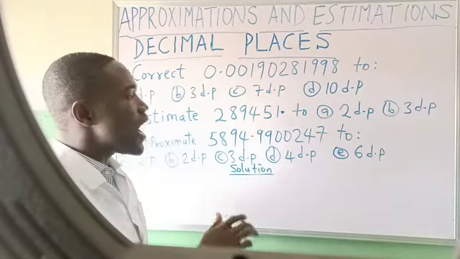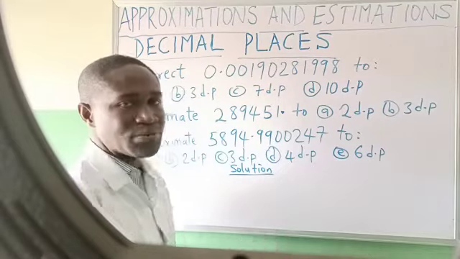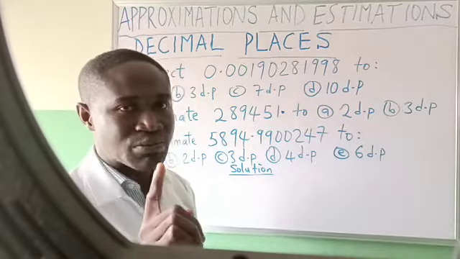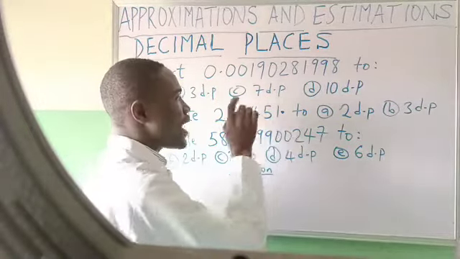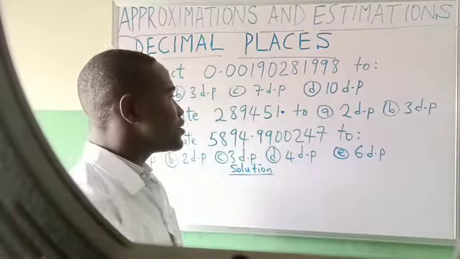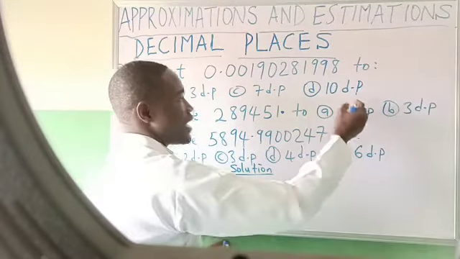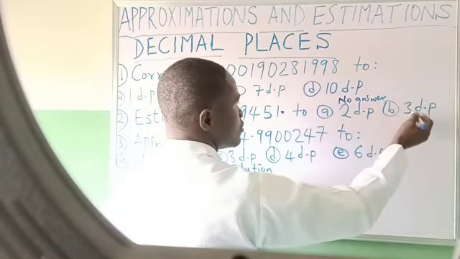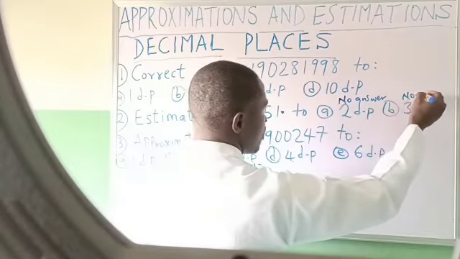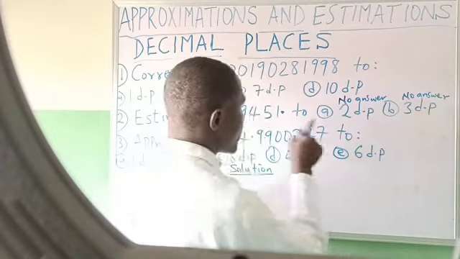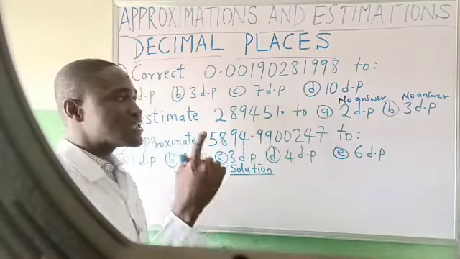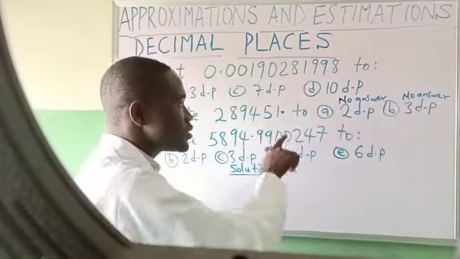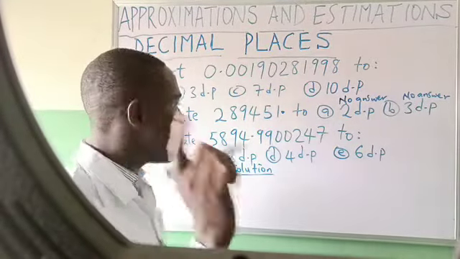Now we have located the decimal point. The question now is, do we have numbers after the decimal point? Because in decimal place we start our counting from numbers after the decimal point. Do we have any number after the decimal point? No. That means there will be no answer here. To 2 decimal place, no answer. To 3 decimal place, no answer. We cannot express it to 2 decimal place, 3 decimal place, or any decimal place, because there is no number after the decimal point.